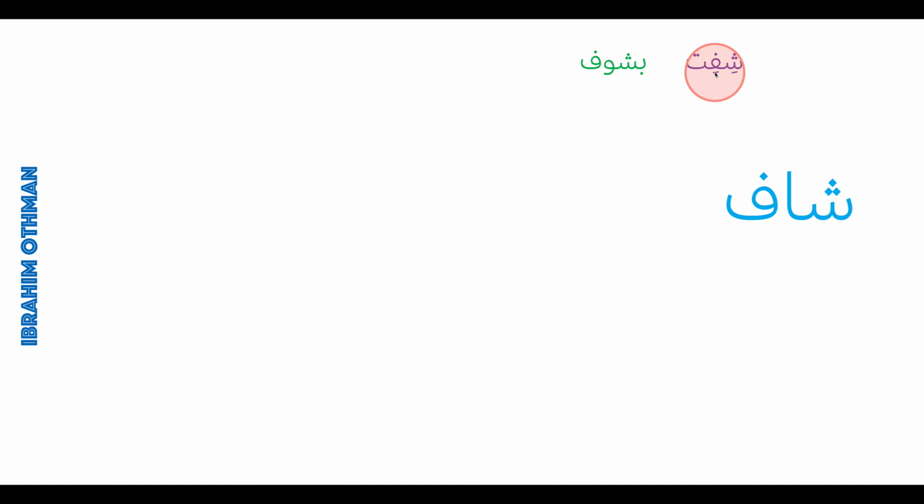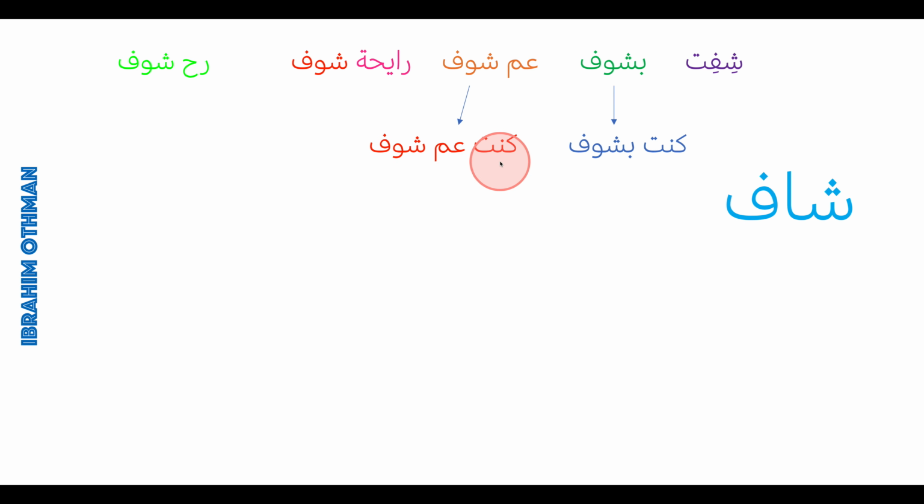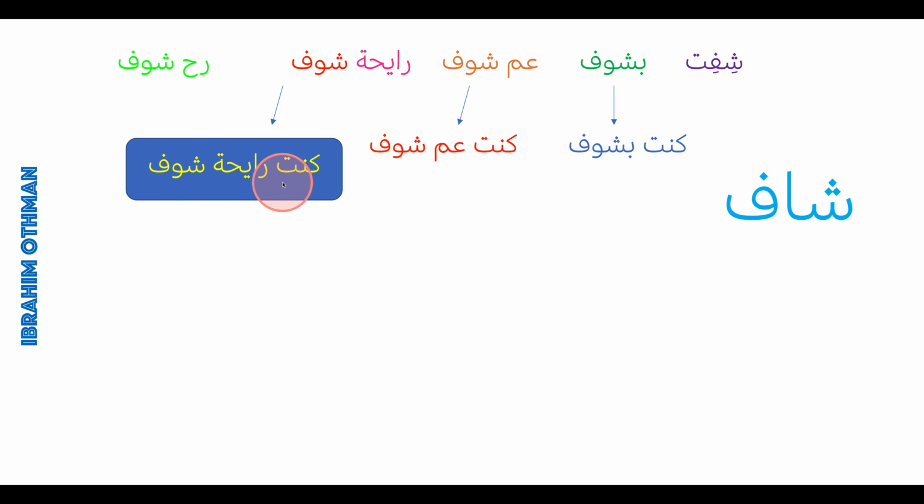So shifit, I saw, bshuf, I see. عم شوف, I'm seeing. رايح أشوف, I'm going to see. راح شوف, I will see. Put the present tense in the past: كنت بشوف, كنت عم شوف, كنت رايح أشوف.